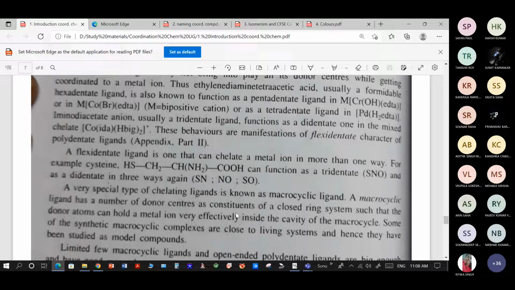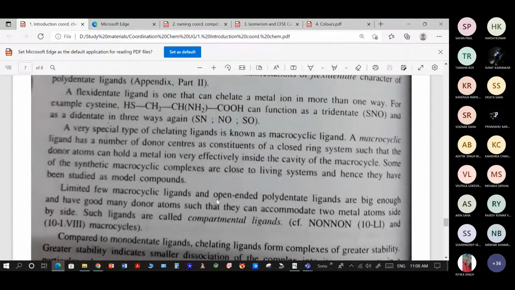Then we have seen that if more than one donor atom is present and the ligand can coordinate via either one of its donor atoms, it is said to be an ambidentate ligand. And we also discussed another ligand known as EDTA, ethylene diamine tetraacetate anion. It may act as a tetradentate, pentadentate, or hexadentate ligand. That means it is flexible to coordinate to a metal center occupying either 4, 5 or 6 coordination sites, and that's why it is known as the flexidentate ligand.